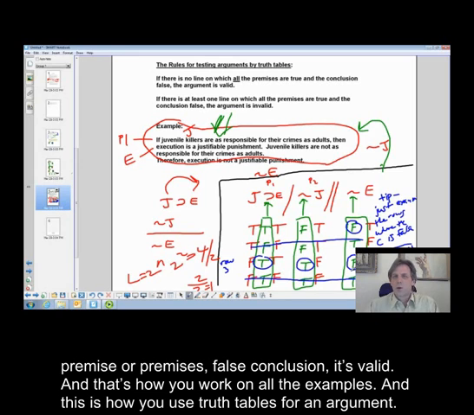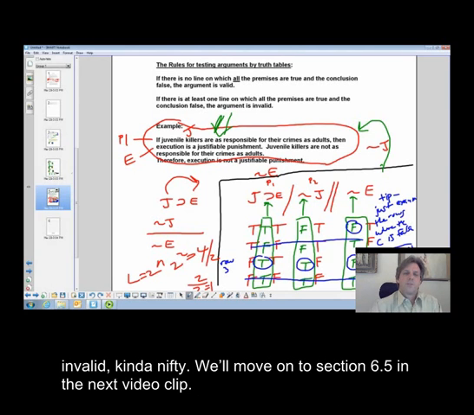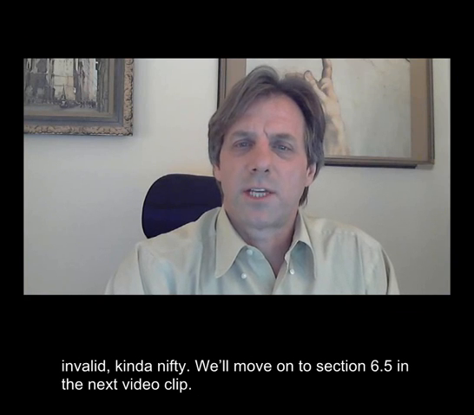Okay, and that's how you work on all the examples, and this is how you use truth tables for an argument. Do the truth table, and if you can't find that particular line, true premises, false conclusion, it's a valid argument. If you do find the line, it is invalid. Kind of nifty. Okay, we'll move on to section 6.5 on the next video clip.